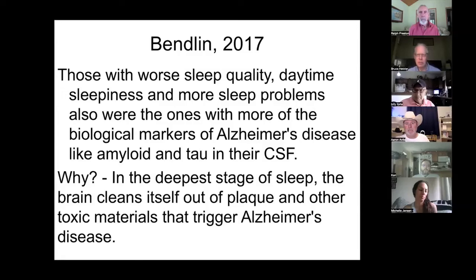Those with worse sleep quality and who had daytime sleepiness and more sleep problems were also the ones with more biological markers for Alzheimer's disease in their cerebrospinal fluid. They had more amyloid beta protein. That makes up the amyloid plaques that are one marker of Alzheimer's disease. They also had more tau protein. Tau protein is responsible for neurofibrillary tangles in Alzheimer's disease.